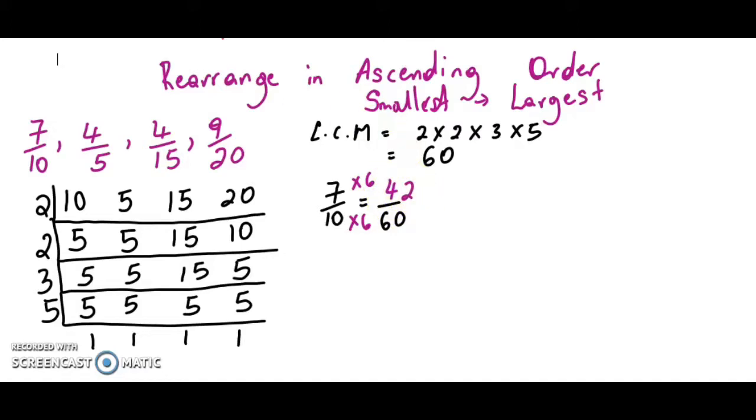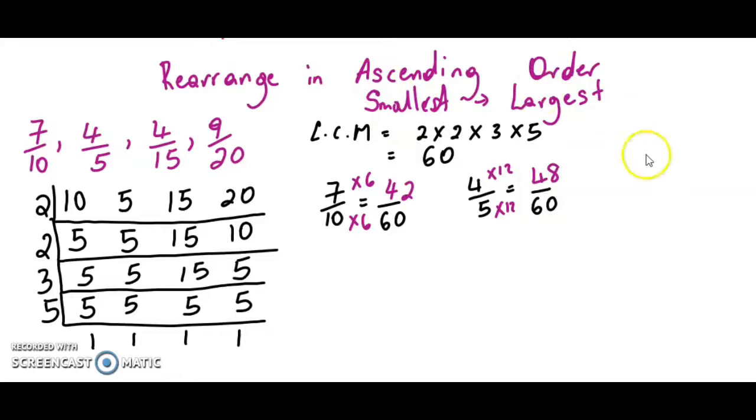Our next fraction is 4 over 5. And here we have 60. What did they multiply by 5 in order to get 60? They multiply by 12. 12 times 5, 60. So we're going to multiply 12 by 4 and we're going to get 48.